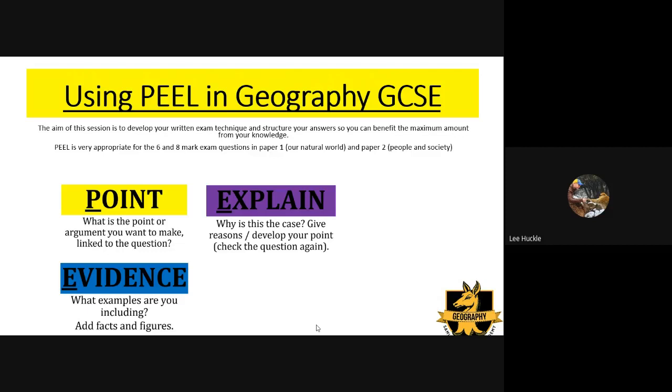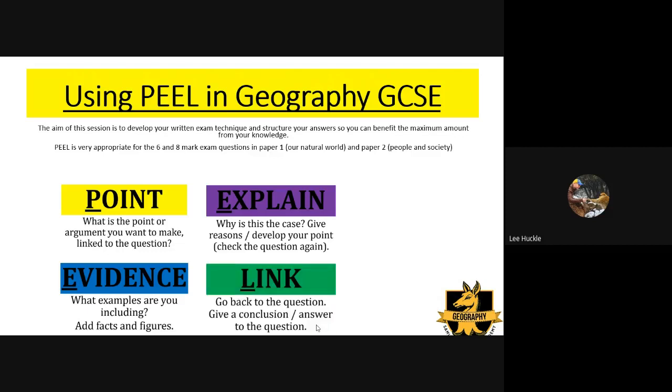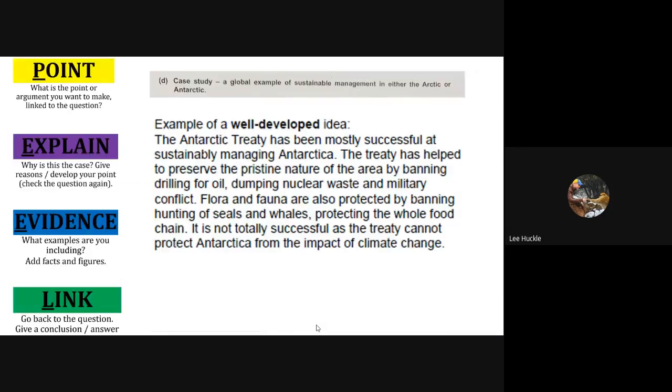That will constitute the main part of each paragraph. Then what you must do at the end of each paragraph is link it with a clear sentence back to the question that you are answering, to make sure everything is linked back to answering that question. So let's explore a few examples.